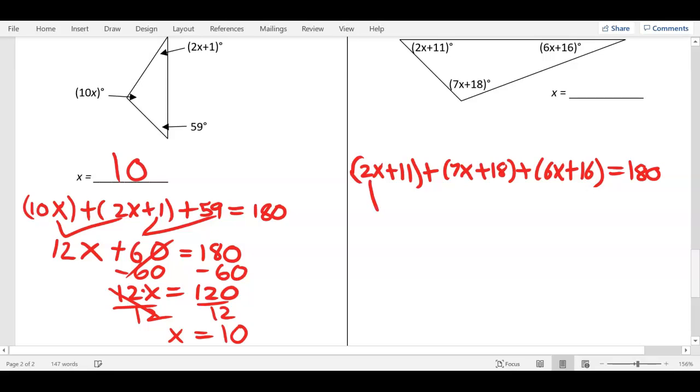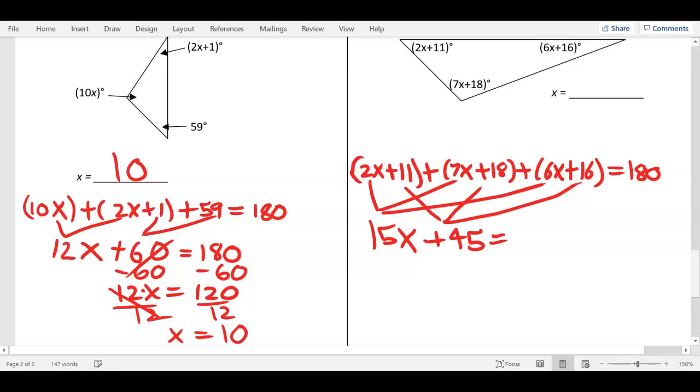So check it out. 2x, 7x, and 6x all combined at one time. And since you're adding, they're all positive. What's 2 plus 7 plus 6? 15x. Very good. Then, your constant numbers. Add those three up: 11 plus 18 plus 16. You add those up, and you do get 45. Very good. Equal sign 180. You see how it went from complicated to manageable?